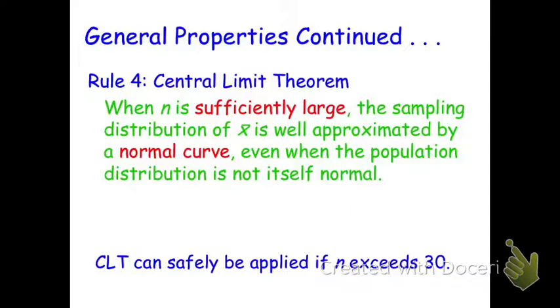Okay, so this is called the central limit theorem. The central limit theorem says that when your sample size is 30, we can assume the sampling distribution is normal.